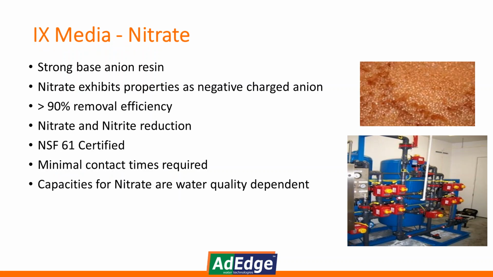In the little picture up there, these little round resin beads look like a little plastic resin bead, but they're all negatively charged. When you regenerate it with brine, the chloride anion, because it's in high concentration, will drive the nitrate and sulfate off the resin and put chloride back onto the resin. Then as the lower concentration well water flows through there, the nitrate and sulfate load back onto the resin, putting chloride back into the water. And that's the ion exchange that occurs for nitrate removal.